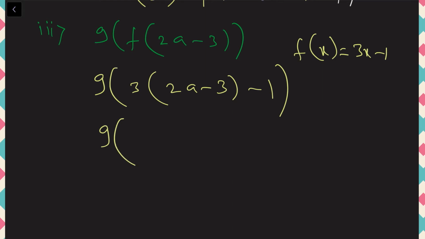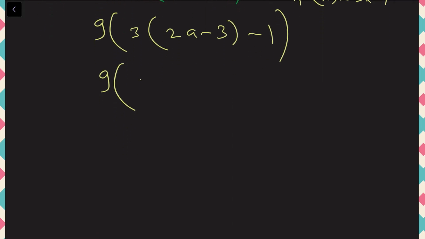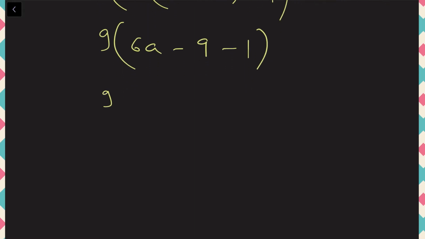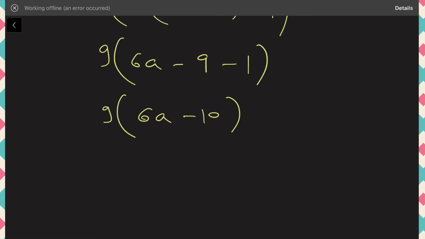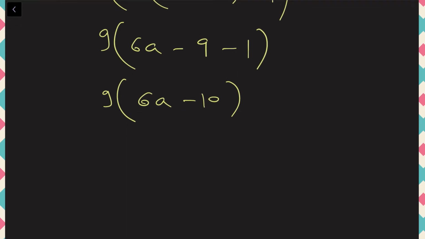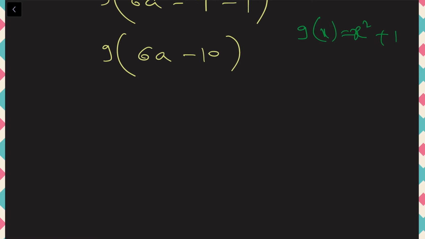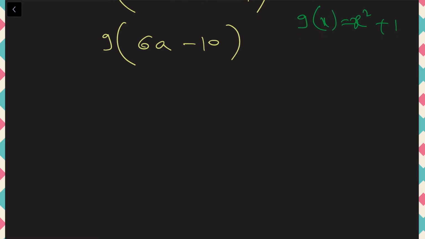Now it will become g of 3 into 2a, 6a, minus 3 times 3, 9, minus 1. g of 6a minus 9 minus 1, minus 10. g of 6a minus 10. In the question, g of x is given as x square plus 1. Now we want g of 6a minus 10, so in the place of x, we need to substitute 6a minus 10. Then it will become (6a minus 10) whole square plus 1.